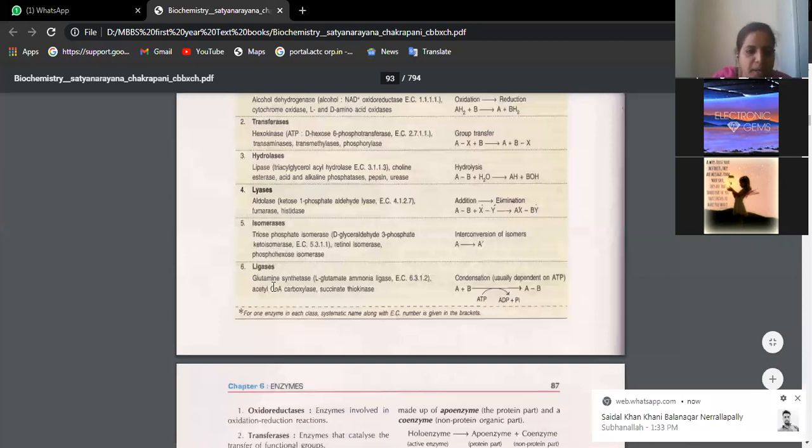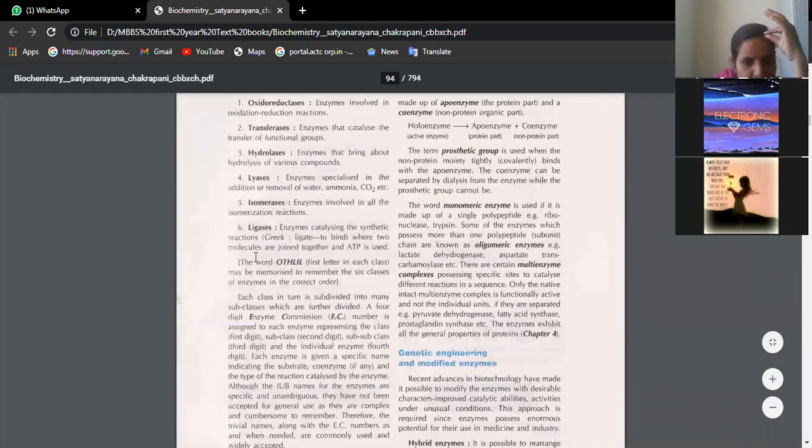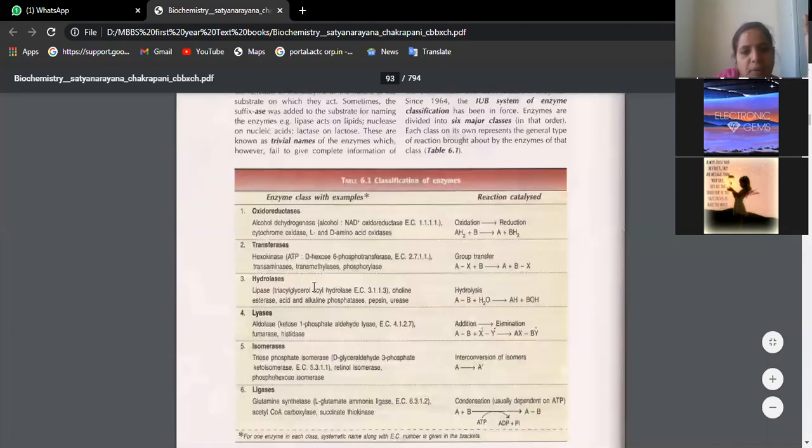Like that we have ligase. Ligase is the enzyme which binds. This you will see during replication. We didn't study it yet, but in the complete replication cycle you will come across this enzyme, ligase. Enzymes catalyzing synthetic reactions. Ligate is to bind, where two molecules are joined together. So this is the classification which you should write.